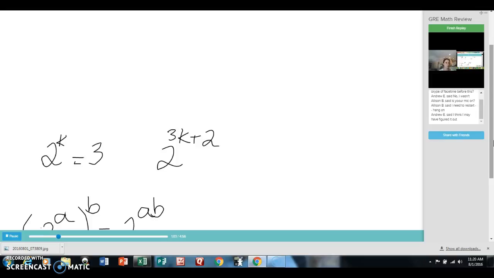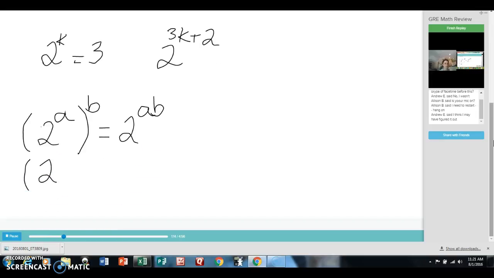Then the other property we need to know is what happens when you multiply 2 numbers with the same base. So like 2 to the C and 2 to the D. That's when you would add the exponents. Okay, so those are the 2 rules we're going to use.